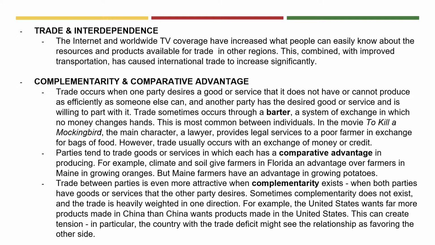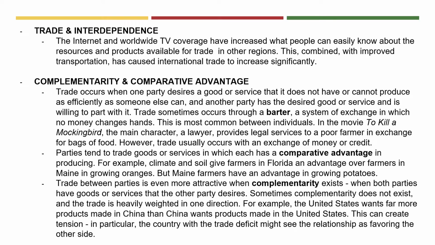However, trade usually occurs with the exchange of money or credits. Parties tend to trade goods or services in which each has a comparative advantage in producing. For example, climate and soil give farmers in Florida an advantage over farmers in Maine in growing oranges, but Maine farmers have an advantage in growing potatoes.